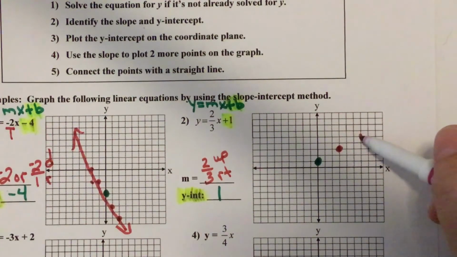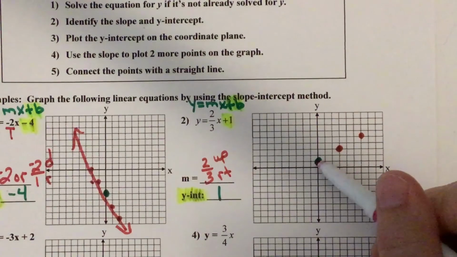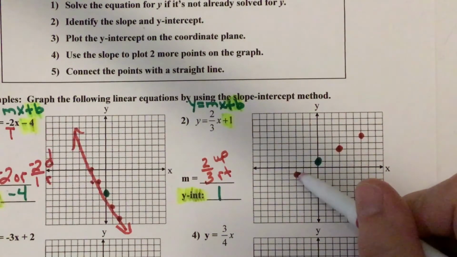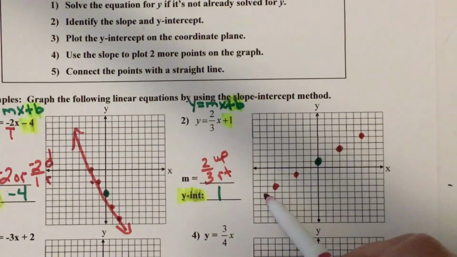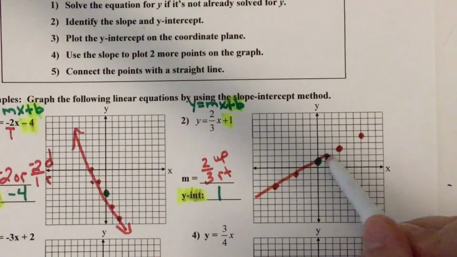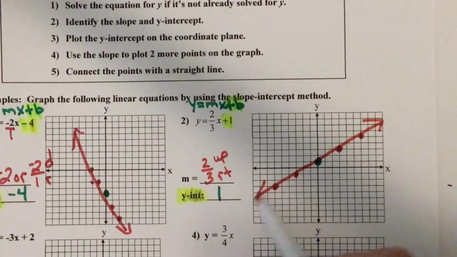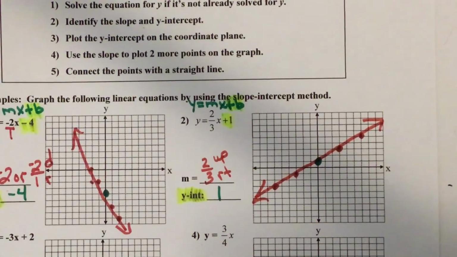1, 2, 3. If I have to reverse, instead of up 2 and right 3, it'd be down 2 and left 3. Down 2 and left 3. And see how it makes the same line? Okay, let's see if I can connect these points a little bit better. Yay! That's pretty. Okay.